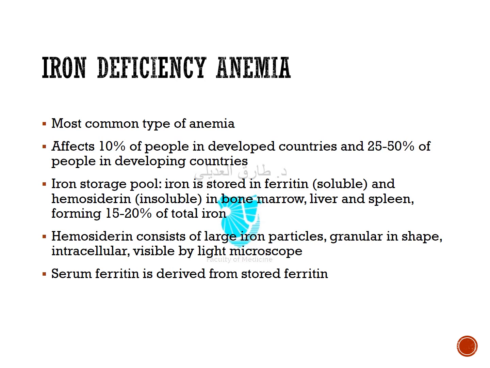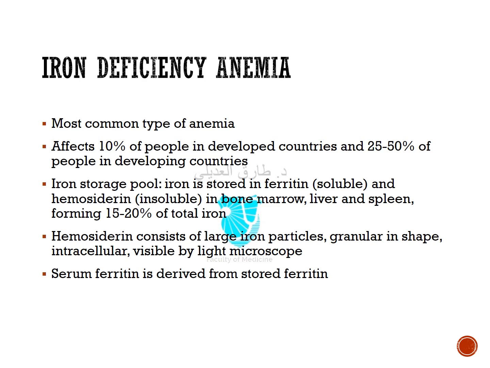The main storage of iron takes place in the bone marrow, in the liver and the spleen. The storage forms around 20% of the total iron in our bodies. Most of the iron is present inside the RBCs, in the blood. This is the most common site of iron in our bodies.